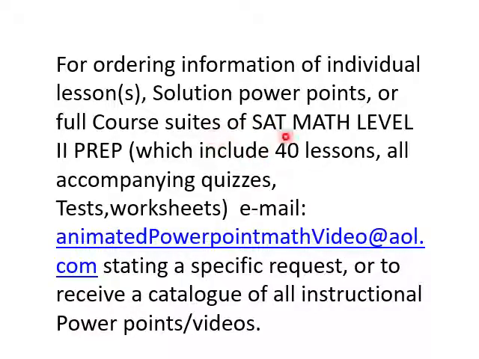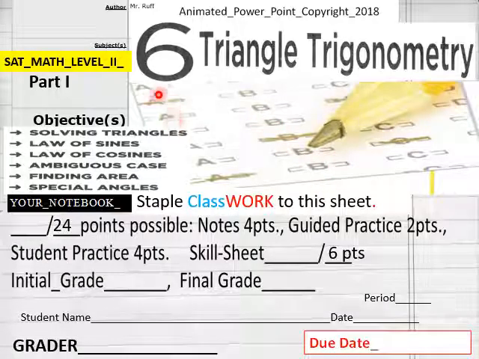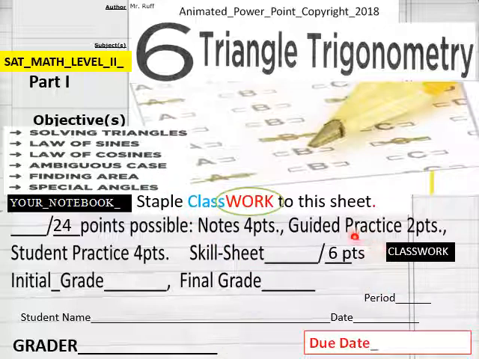Hello everybody, get ready to do chapter 6 of SAT Math Level 2 preparation. Chapter 6 is about triangle trigonometry. You have 24 points, so we'll go into your notebook guide, have those out. The objectives are solving triangles, law of sines, law of cosines, ambiguous case, finding area, and special angles. Then for your class worksheet, we'll have 6 points to go into that. This is part 1. Let's get right into it.